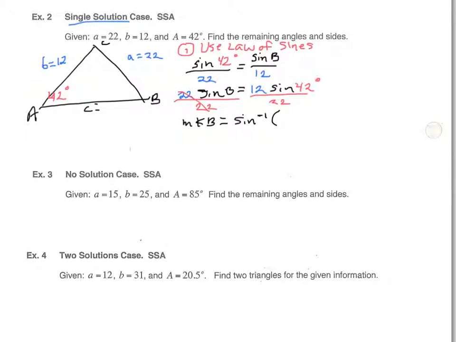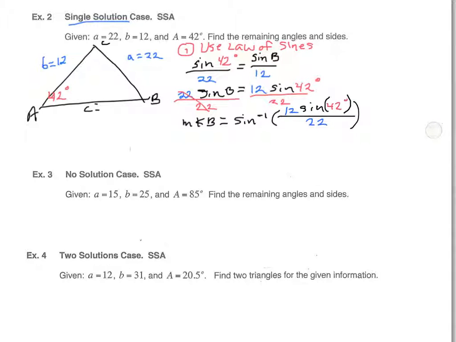So I'll just read to you what I've got on my calculator. We're going to put into our calculator the inverse sine. Make sure your calculator is in degrees, and I'm going to put exactly this in: 12 times the sine of 42 degrees. But remember, your calculator has parentheses here. You need to end the parentheses after the 42, all divided by 22.